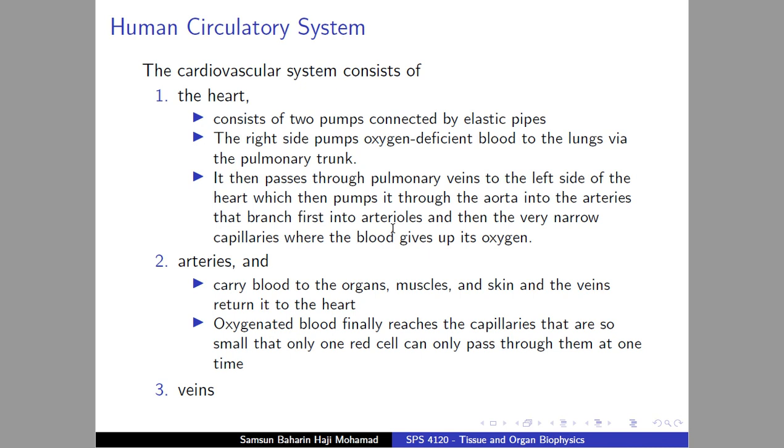Okay, so we can see that it gives up this oxygen. Arteries carry blood to the organs, muscle, and skin, and the veins return the deoxygenated blood. Finally it reaches the capillaries that are so small that only one red cell can pass through them at one time. And then we have the veins. Okay, so these are the cardiovascular system.